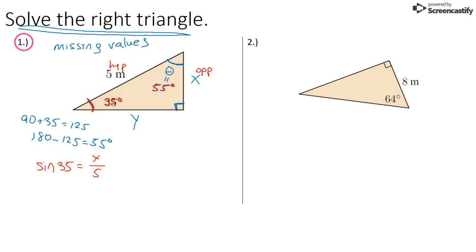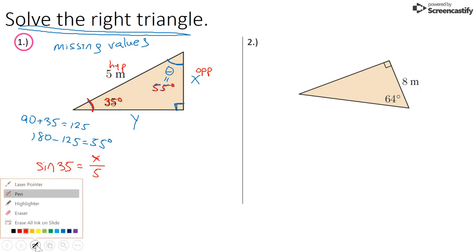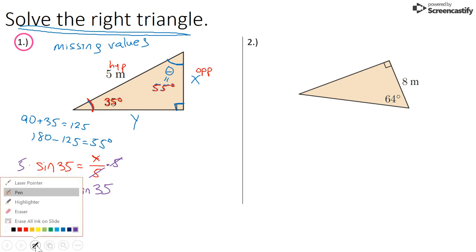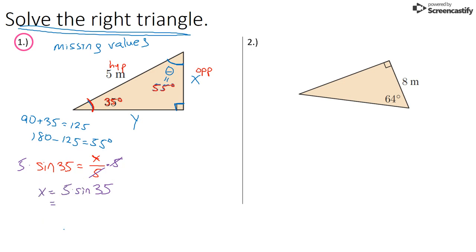And again, we'd have to rearrange that to solve for x. Notice I'm not going to use the inverse. I'm solving for a side. So there's no inverse function needed here. I just need to rearrange this to get x by itself. So x equals 5 sine of 35. So whatever that turns out to be, there you go. That is x. And we can set up another trig function in regarding y.